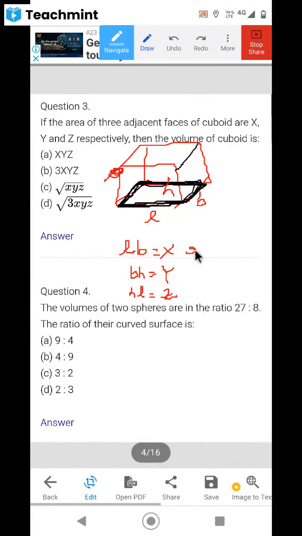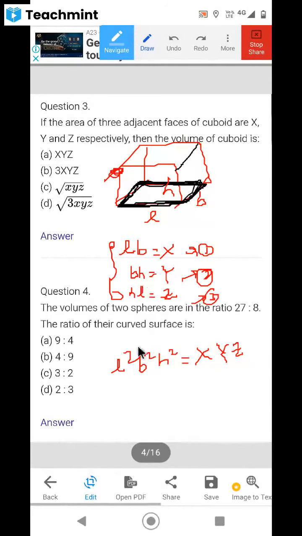Now, if you multiply all these LHS and RHS of equations 1, 2, 3, LB, BH, HL, it means L into L becomes L square, then B into B becomes B square, and H square is equal to, tell me, X into Y into Z, no? If you multiply all three, LB into BH into HL becomes L square, B square, H square. So this can be written as LBH whole square is equal to XYZ.